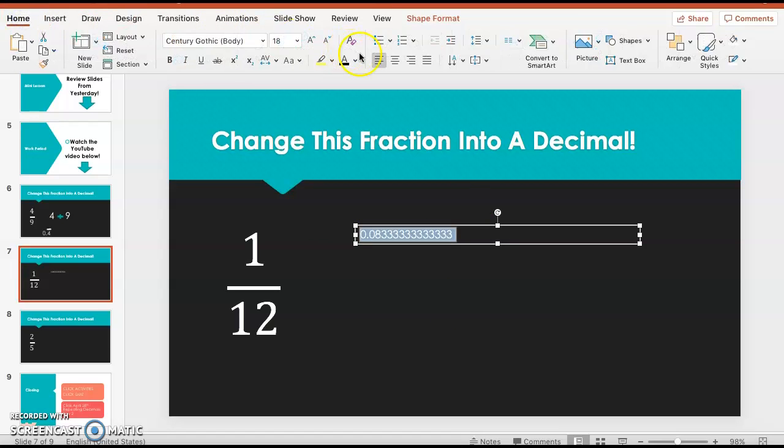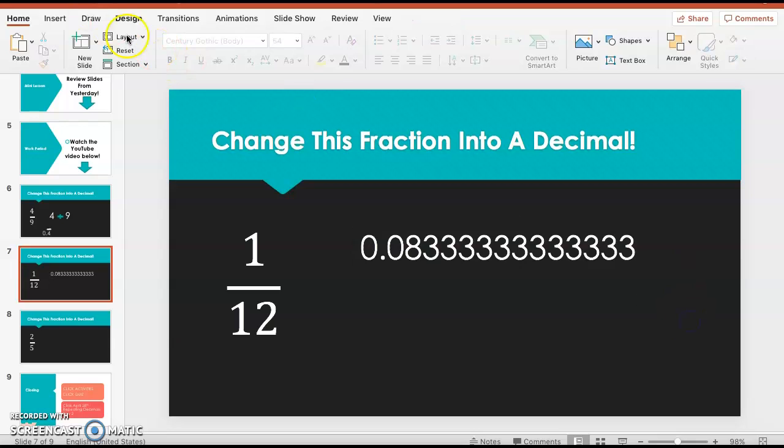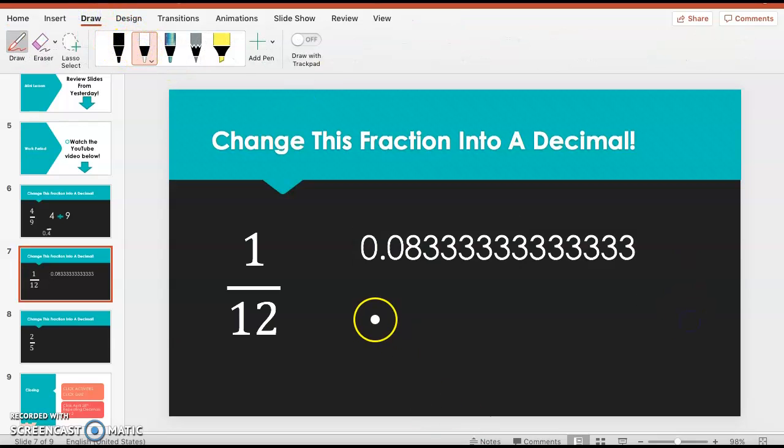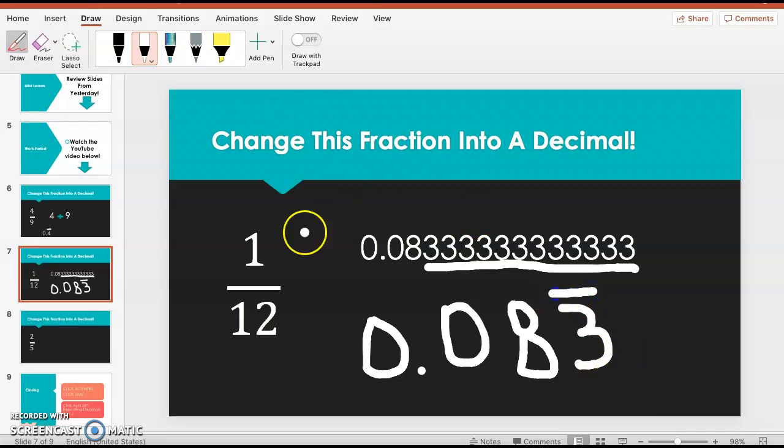Okay, so how are we going to write this? Well, if we know that this number is repeating itself over and over and over again, that means that the 3 has a bar over it, okay? The 8 does not, because the 8 is not repeating itself. So our answer is going to be 0.083 and we're going to stick the bar right over the 3. Okay, so that would be what your answer would sort of look like.